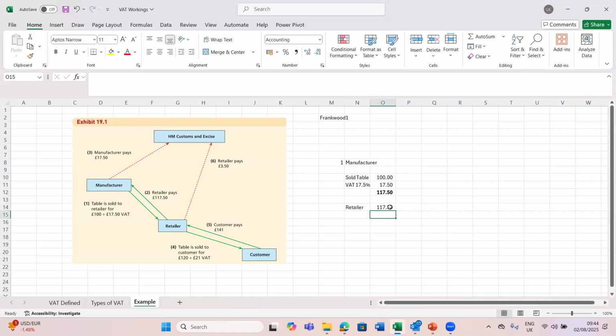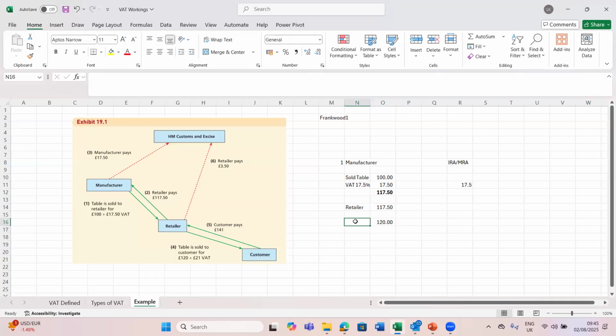Okay. So what will happen is the retailer will pay 117.5, and then the manufacturer will pay to the IRA, or in our case, the Malawi Revenue Authority, how much? 17.5. That's the amount which will go to the tax collecting body. Now, the retailer will say, okay, out of the 100, I'll add my profit, which is 20.